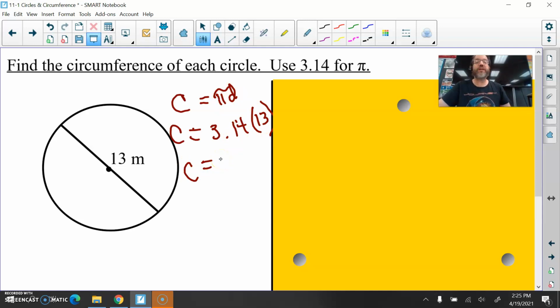And you can use calculators on this assignment. I just have a regular calculator here. You might have a nice scientific calculator that you can use. But I'm going to enter 3.14 times 13 equals, and it's 40.82.